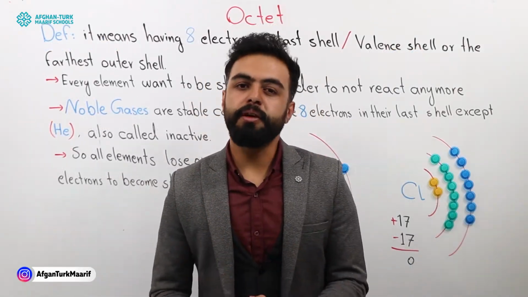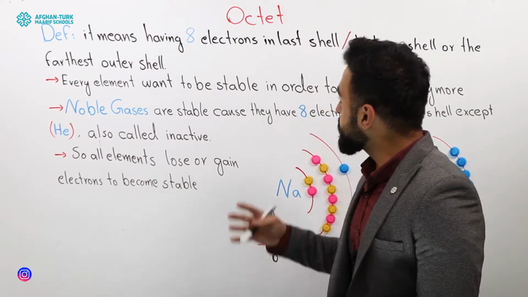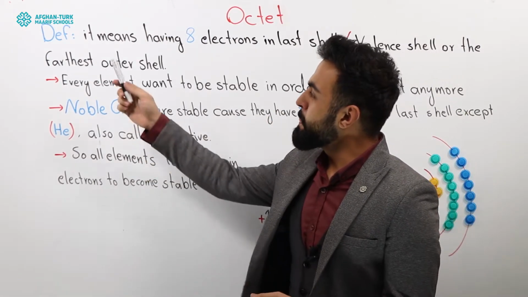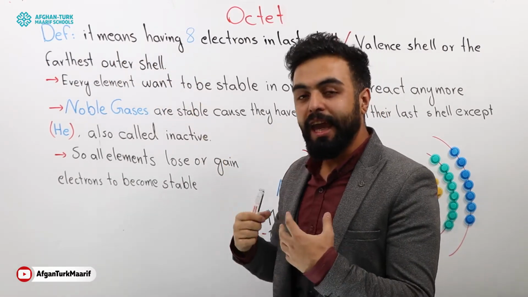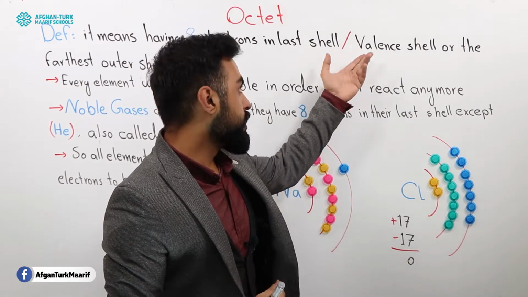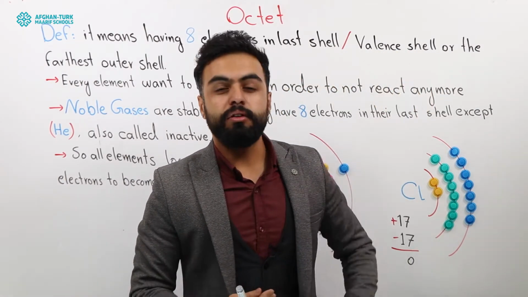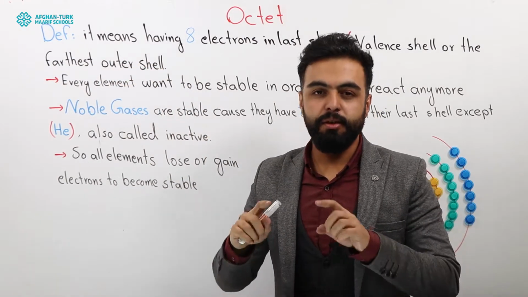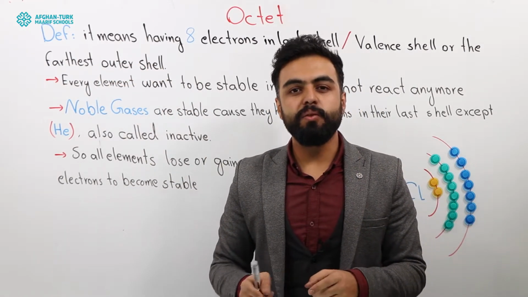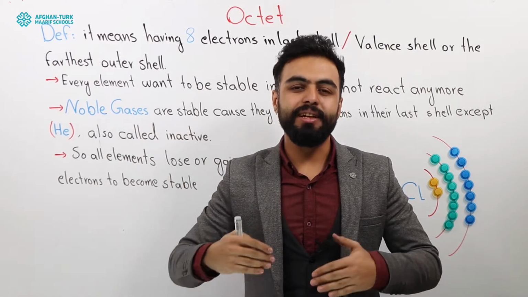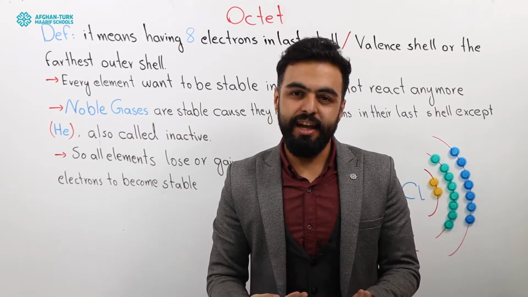The second topic for today is octet. What does octet mean? The definition is having 8 electrons in the last shell, which we also call the valence shell, or the farthest outer shell. So those elements that have 8 electrons in their last shell, their last shell is an octet.